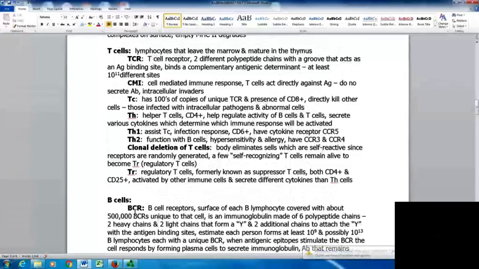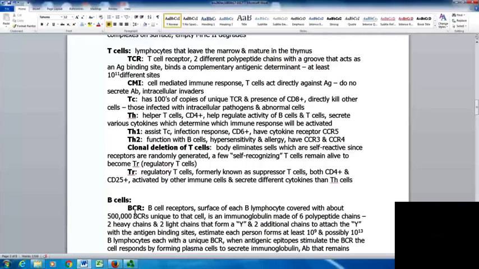So your T cells are going to be lymphocytes that leave the marrow and mature in the thymus. A TCR is a T cell receptor. There's two different polypeptide chains with a groove that will act as an antigen binding site. It binds a complementary antigenic determinant. There are at least 10 to the 11th different sites. So your CMI, or cell-mediated response, here the T cells are going to act directly against the antigen. They don't secrete antibody. This is used on intracellular invaders.